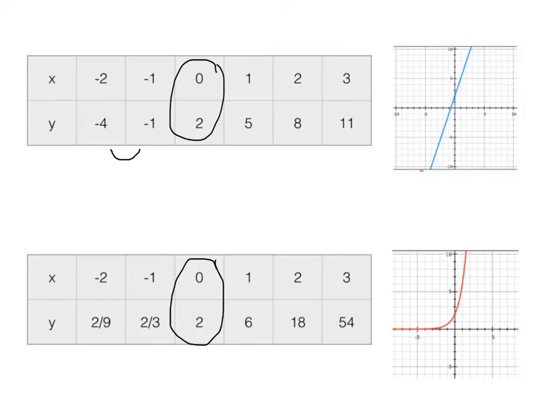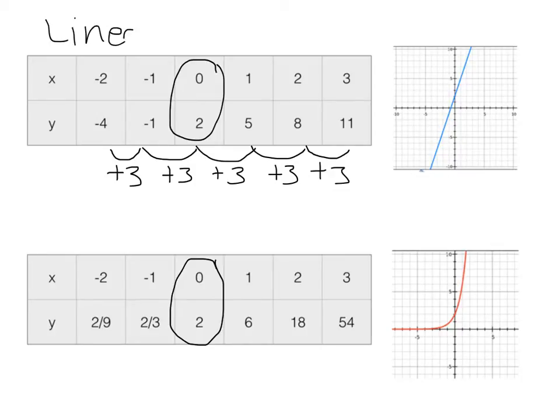If you take a look to see how the y values are changing in the first table, they are all changing by a rate of 3. 3 is being added to each of the y values to find the next y value. Whenever you add by the same number over and over again, you get a linear function. The equation for this function would be y equals 3x plus 2, where 3 is the rate of change. 3 is the number we add each time.